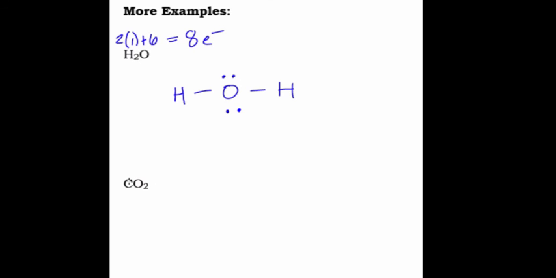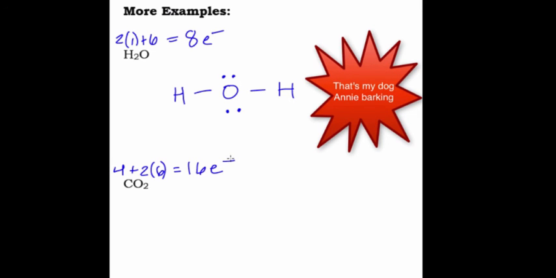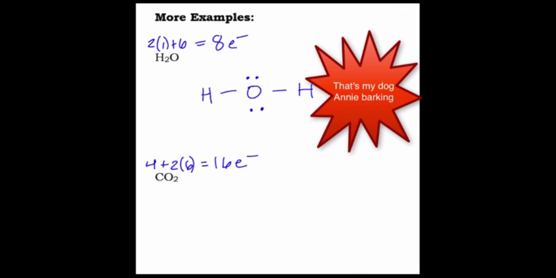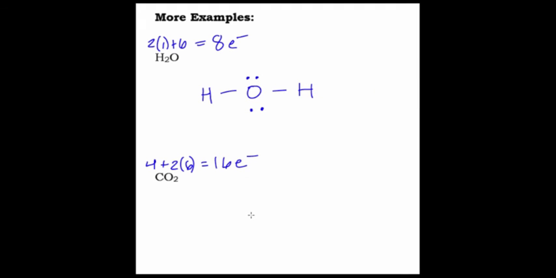Okay, let's try carbon dioxide. Carbon has 4, plus there's 2 oxygens, and each one of those has 6. So 2 times 6 is 12, plus 4 is 16 total electrons. For carbon dioxide, you have carbon listed first, so you're going to put carbon in the middle. You're going to put the 2 oxygens off to the side with at least 1 bond. Okay, so you have a total of 16 to deal with here.